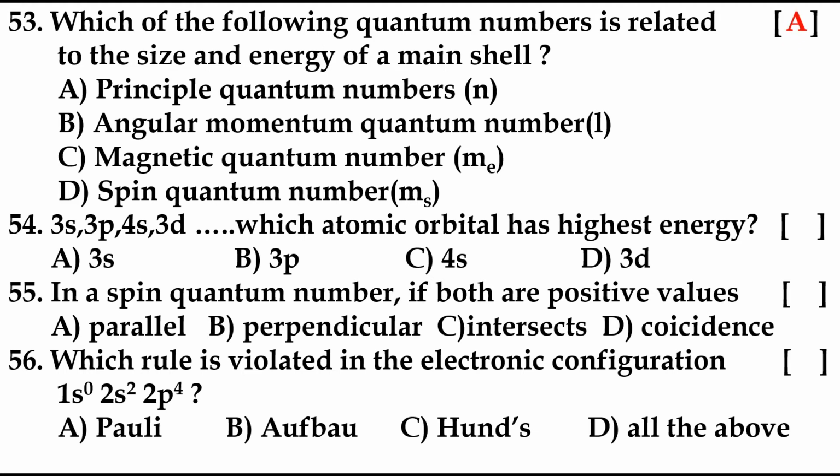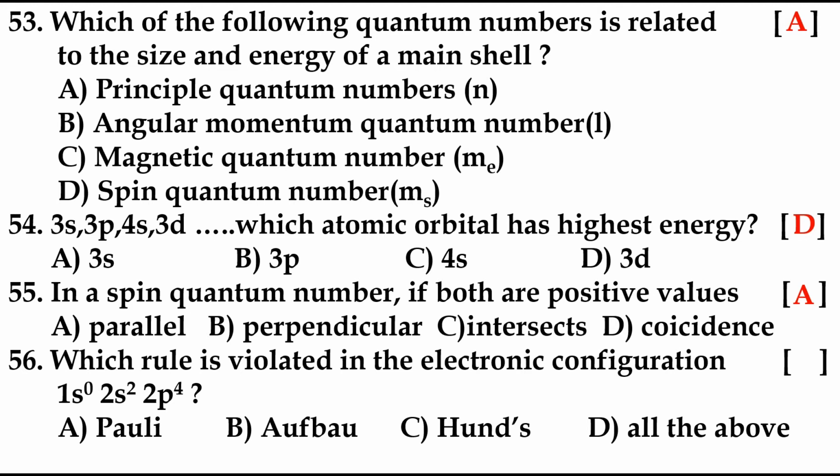54. 3s, 3p, 4s, 3d. Which atomic orbital has highest energy? A. 3s, B. 3p, C. 4s, D. 3d. Answer is option D, 3d. 55. In a spin quantum number, if both are positive values, the spins are A. Parallel, B. Perpendicular, C. Intersects, D. Coincidence. Answer is option A, parallel.